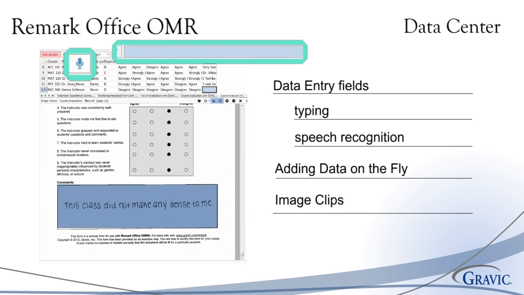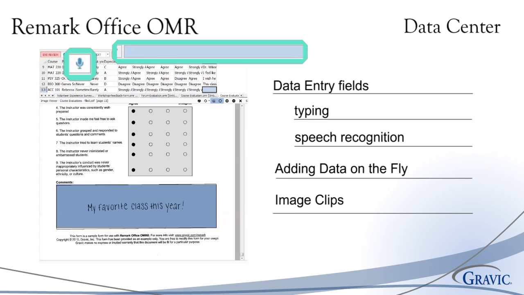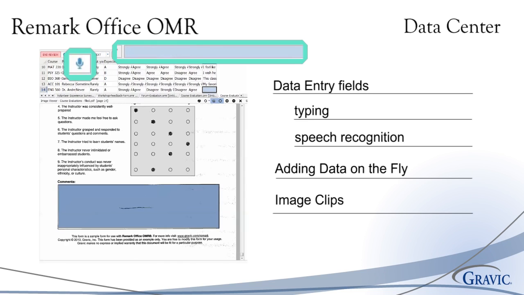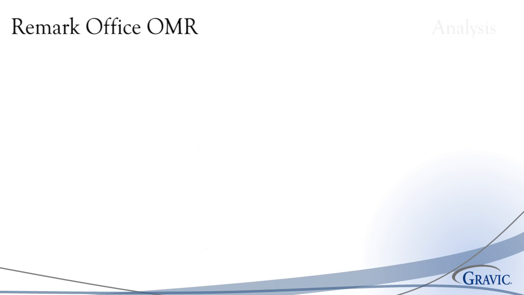Users also have the option to save sections with handwriting as image clips. Reports can then be run compiling these images together. This feature is ideal for comment sections on surveys or evaluations.